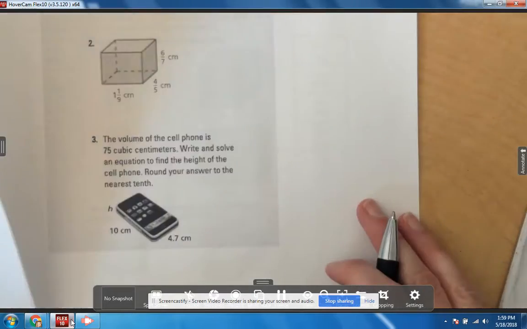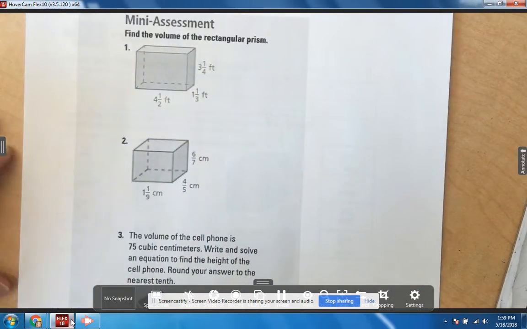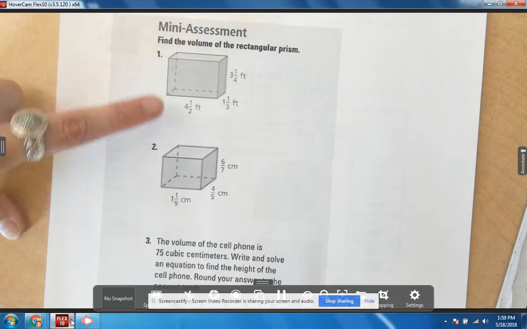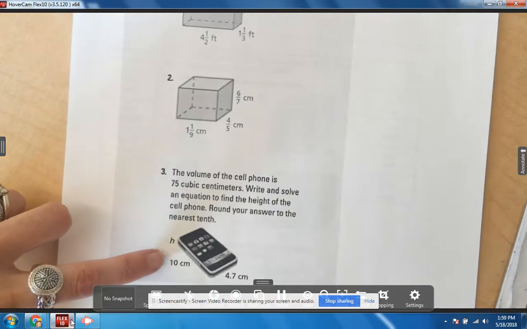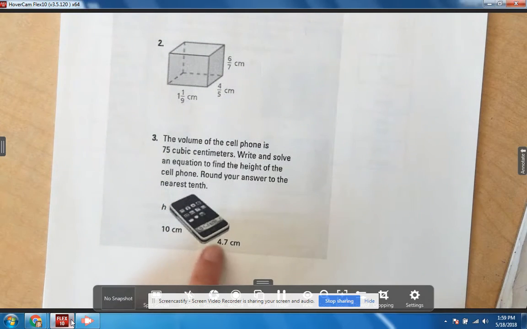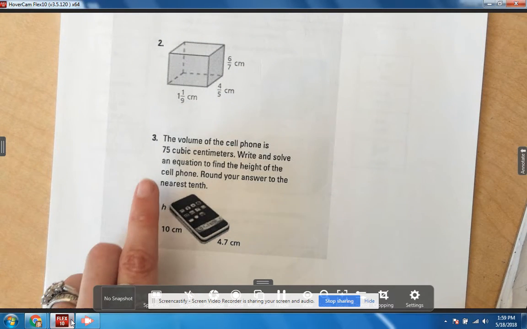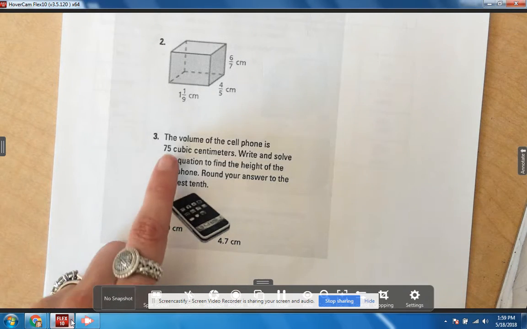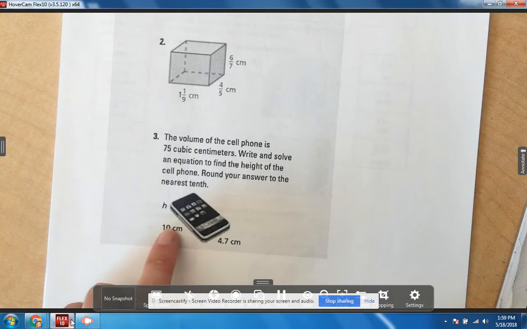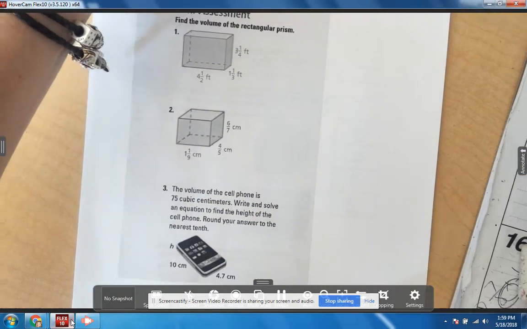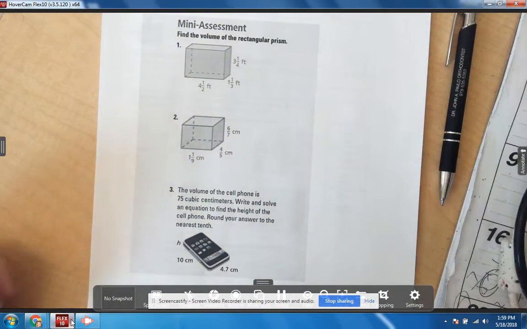So let me give you a couple of these ones to try. You're going to do this mini assessment. So that means you're going to find the volume again. And the last one is the one where you do it backwards. You find the missing measurement. So multiply what you have. Then they're telling you that the area is 75. So once you multiply these two together, you're going to do 75 divided by whatever that is to get your final answer. Okay, so do all 3 of these. These are your last ones, and then you are good.